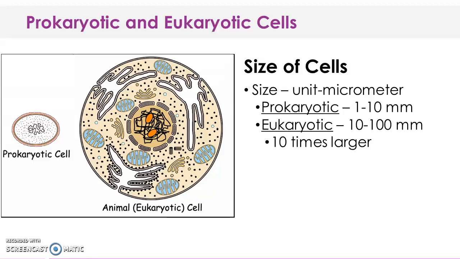The next main difference is the size of the cells. This picture on the left, you can kind of see a graphic visual to compare the size so you really understand how much smaller the prokaryotic cell is from the animal cell. Typically, a prokaryotic cell is going to be 10 times smaller than a eukaryotic cell.